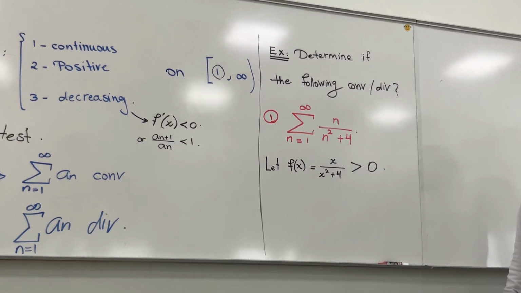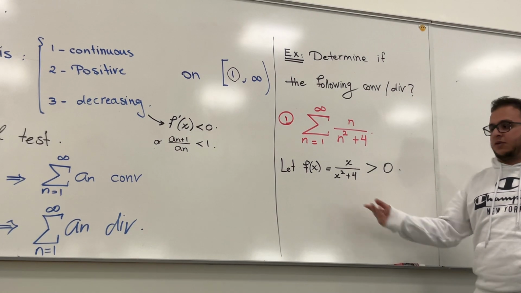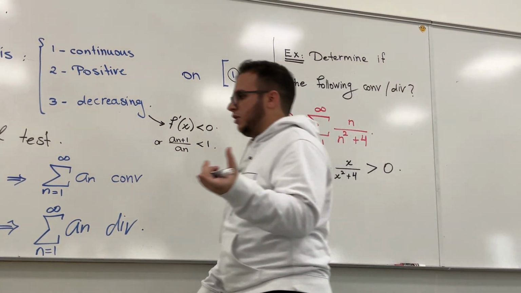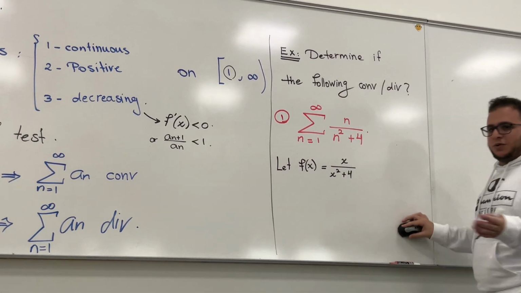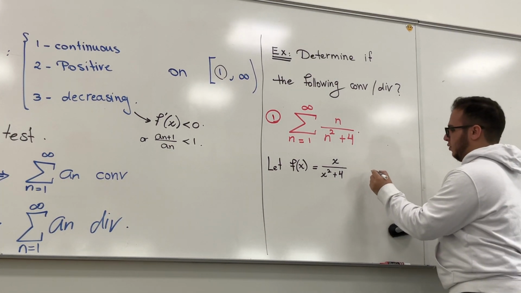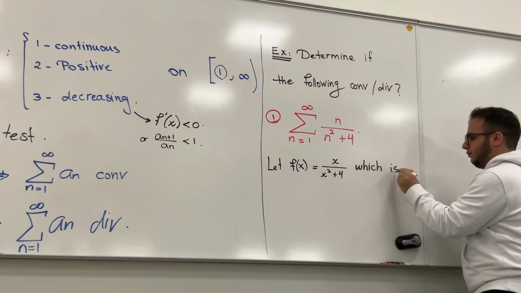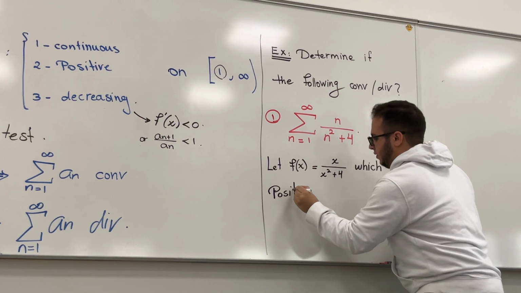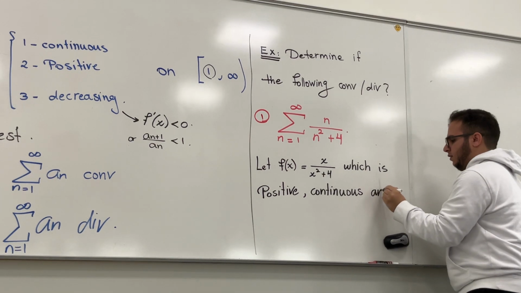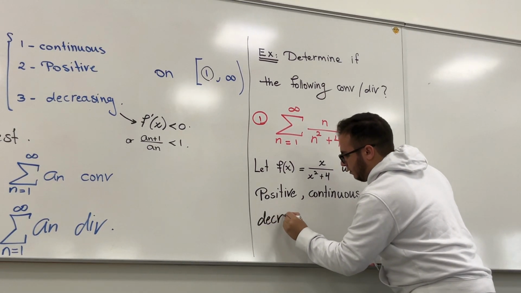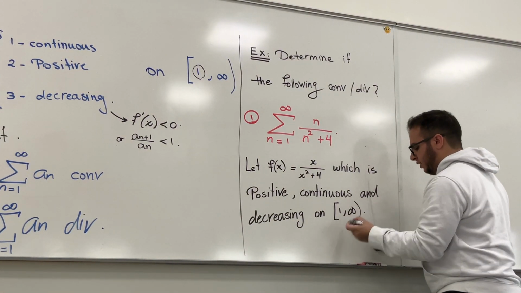Is it continuous? Is there any number that you plug in and get a 0 in the denominator? No. Good. So positive and continuous can be just visually seen. You just have to mention it, but of course you have to be sure that they are positive and continuous. So it is positive, continuous, and decreasing on 1 to infinity. Why is it decreasing?